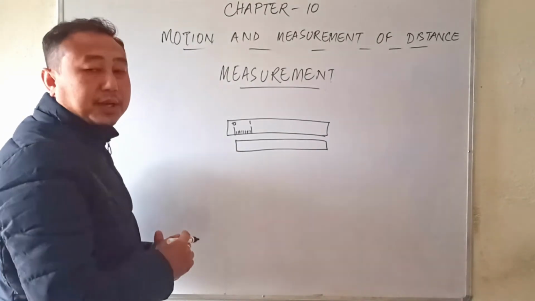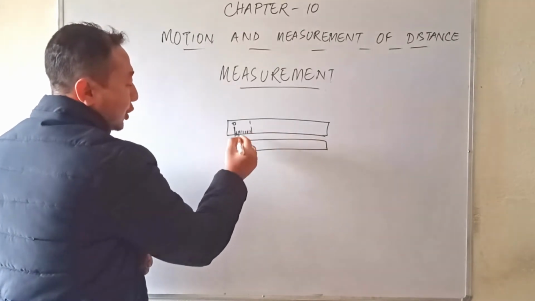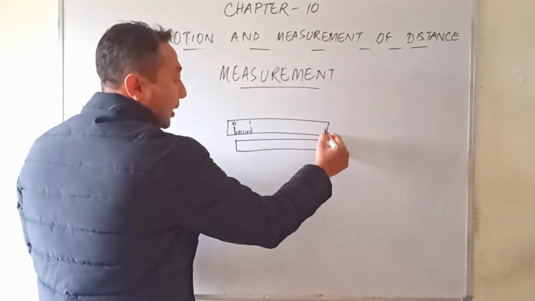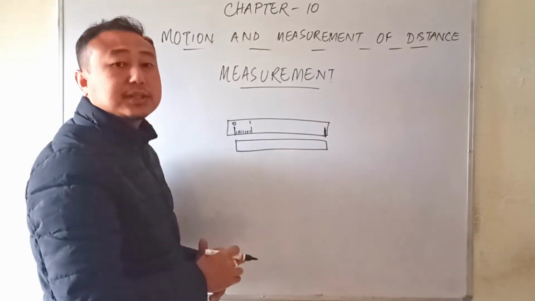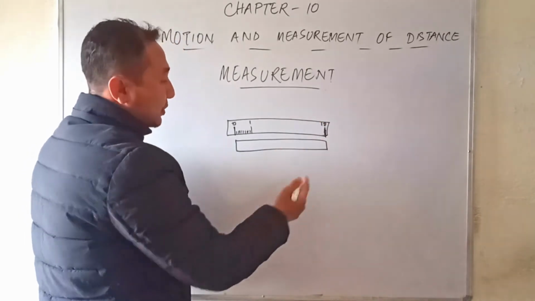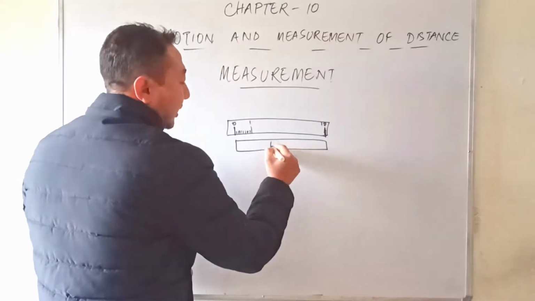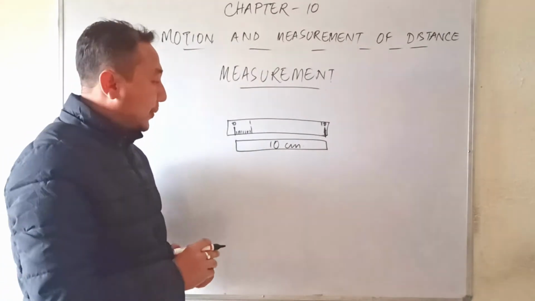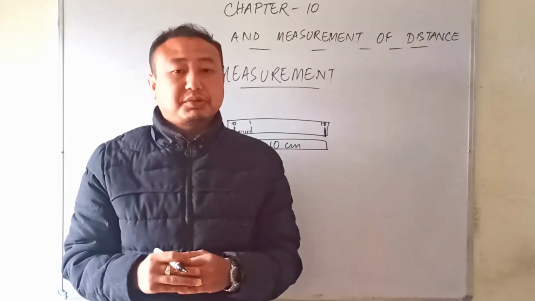So, in order to measure the length of an object, we have to put the long marking, the 0 marking, at one end of the object. On the other end, the marking which coincides with the other end of the object will be the length of this object. Let us say, for example, the other end of this object lies on the marking of 10 centimeter. Then, the length of this object is 10 centimeter. Understood? Okay.